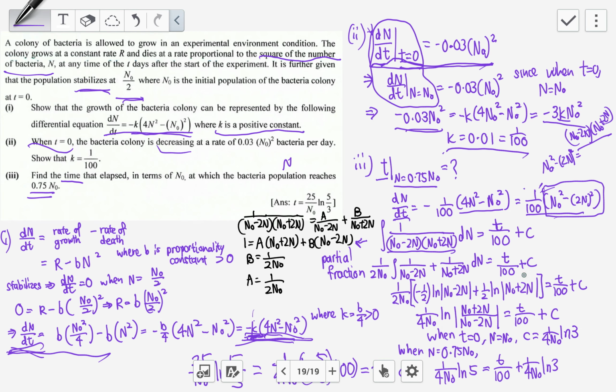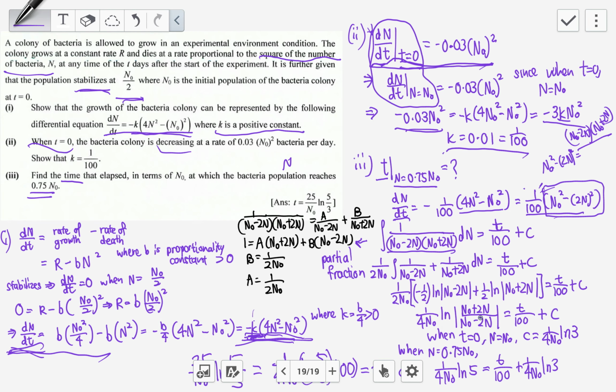So then after that, I will just copy this on the next line, and then we try to solve for t when my n equals 0.75 n naught. Okay, so then I will just substitute 0.75 n naught into the above equation. But before that, there's a constant, and we know that when t equals 0, n equals n naught, where n naught is the initial population. Therefore, when t equals 0, n equals n naught, and then we substitute inside.